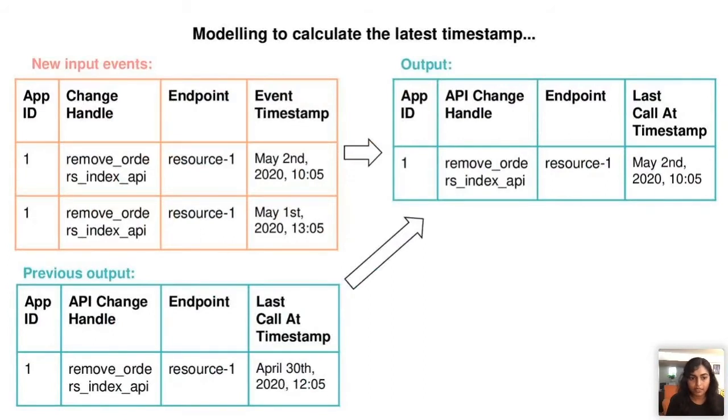So what that means is we used our previous output and the new data generated to avoid looking through the history of all the calls and pick the last time a call was made to an app, change handle, and endpoint.